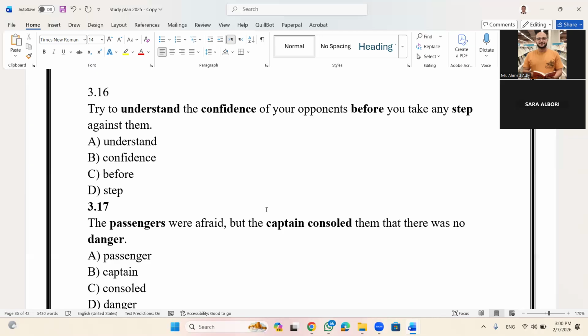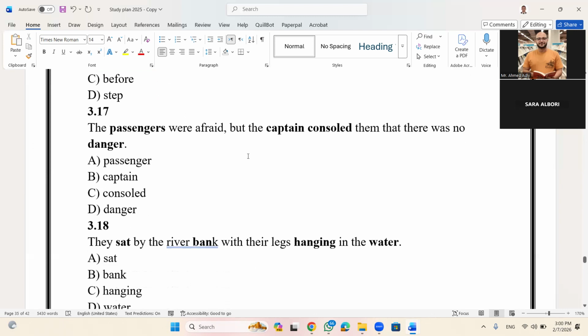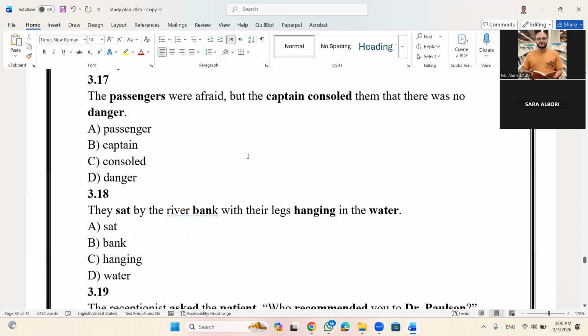Try to understand the content. It's confidence. Confidence, perfect. You need to understand their strengths. You need to understand their intentions. All right. Not confidence, by the way. Confidence is something that's shown, not to be understood.